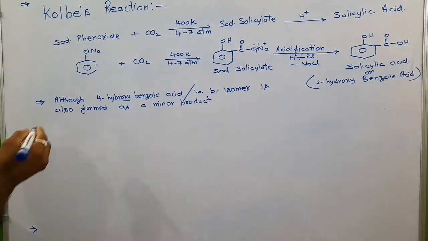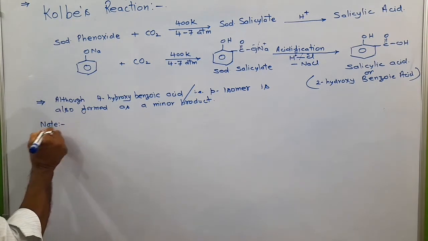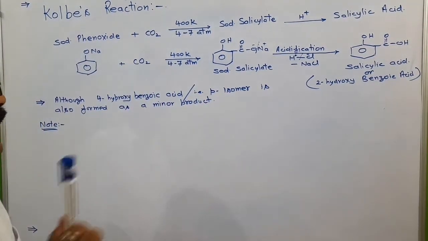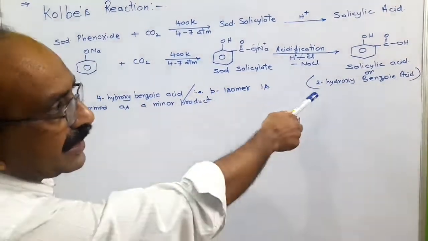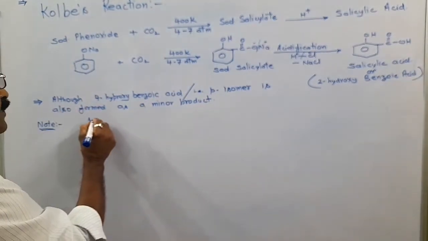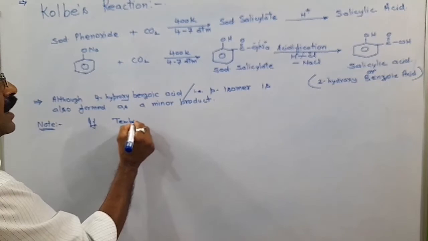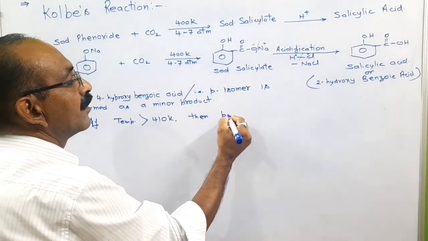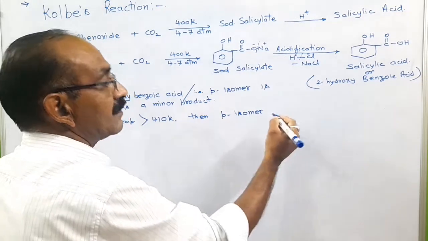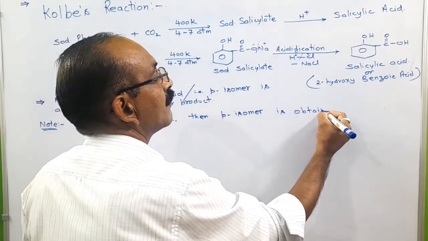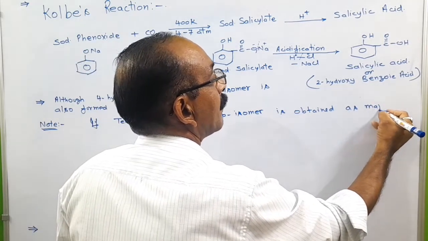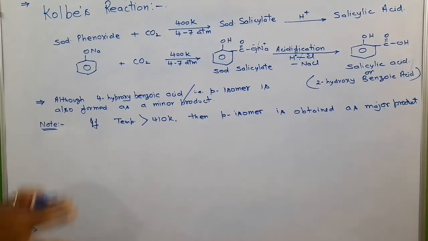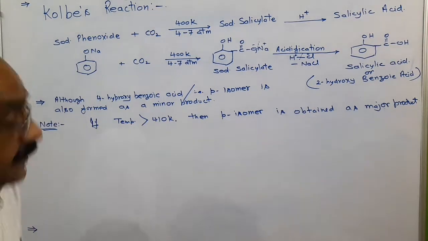One important thing more, one should note it down: if you raise the temperature above 410 Kelvin, the major product will be 4-hydroxy benzoic acid instead of 2-hydroxy benzoic acid. Note here, if the temperature exceeds 410 Kelvin, then the para isomer is obtained as the major product. So thereafter, now we will discuss how the reaction occurs. Note it down.